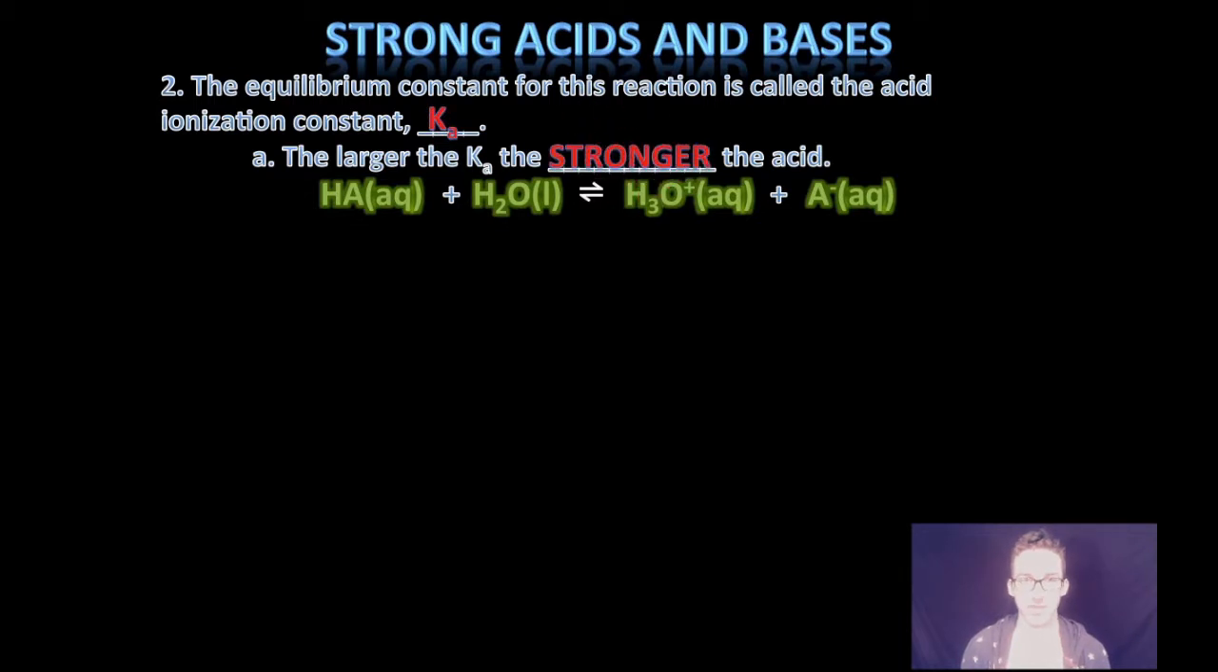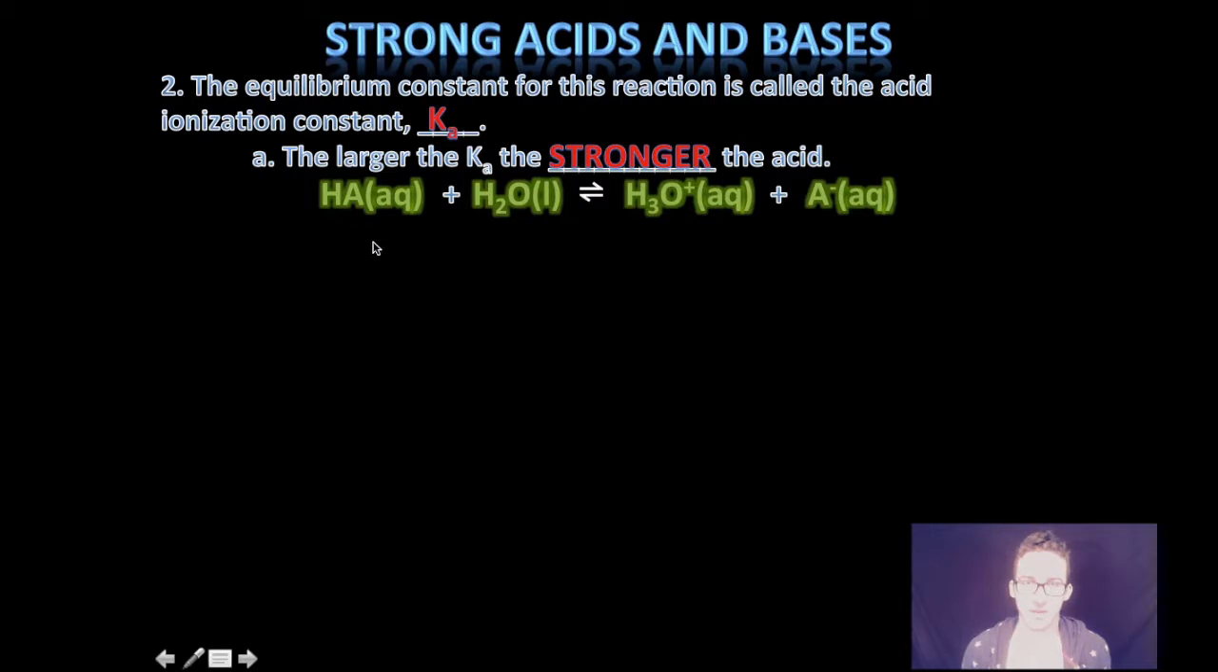Okay, now when we're talking about acids, the equilibrium constant is called the acid ionization constant, or Ka. And recognize that Ka is just another equilibrium constant. It's still relating the concentration of the product to the concentration of the reactants. And the larger that Ka value, the stronger the acid is.